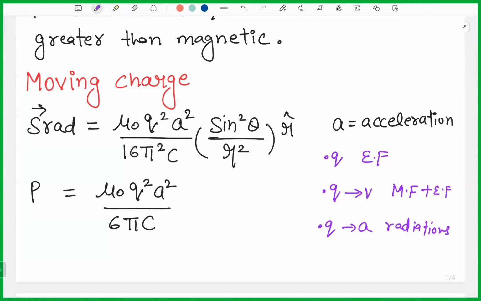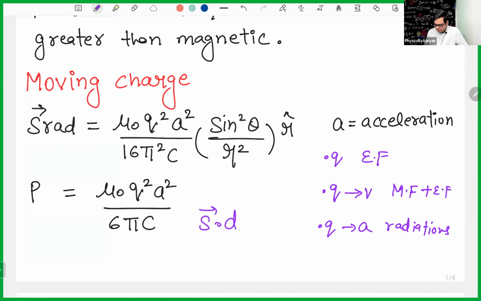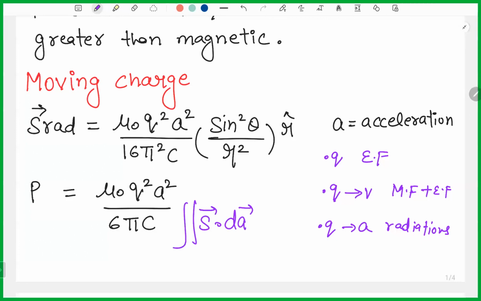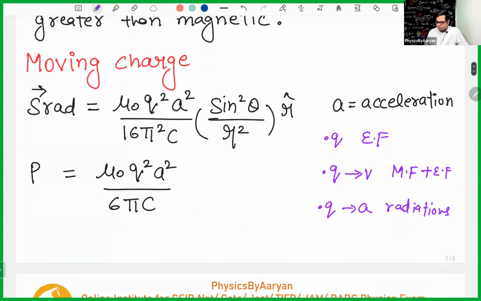Sir, if we just memorize the Poynting vector, is there any way to calculate the power from it? Yes. If you do this thing, you get power. Okay, sir. Perfect. 110% right. This is what we did yesterday, right? We learned that this is a formula.